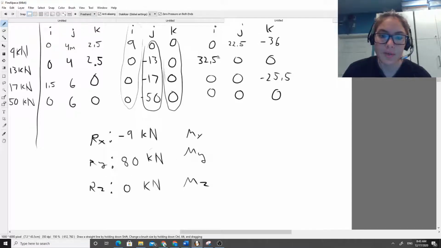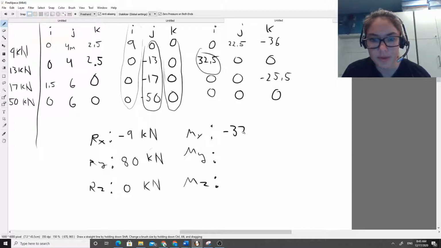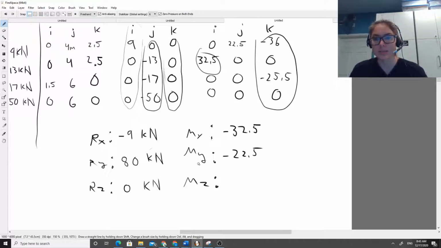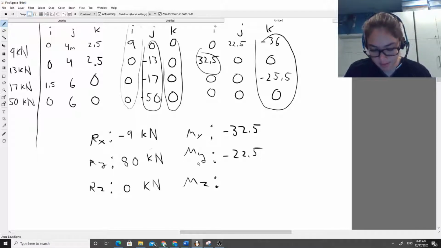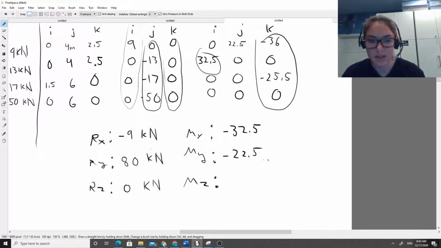And then for our moments here, equal and opposite again. Since this is a positive 32.5, we're going to have a negative 32.5 in our x direction. This is a positive 22.5, so we're going to have a negative 22.5 in our y direction. And then we have to add these two together. So that's going to be negative 25.5 plus negative 36, and that's going to give you a total z reaction moment of positive 61.5. And this is all going to be in kilonewton meters.